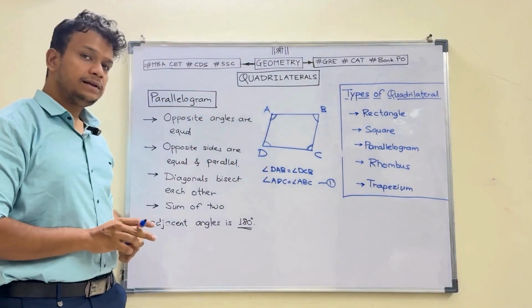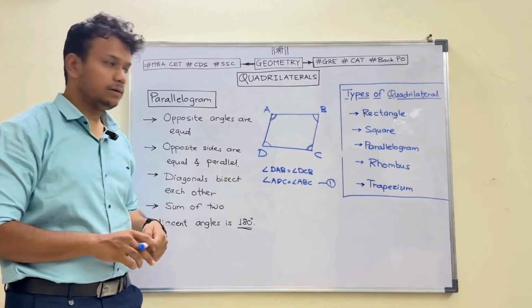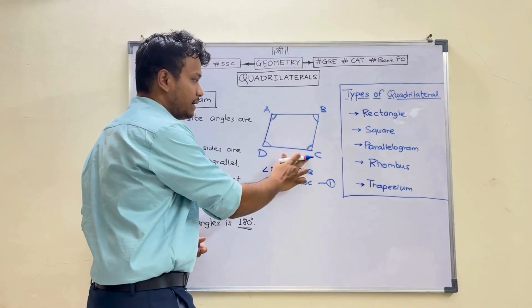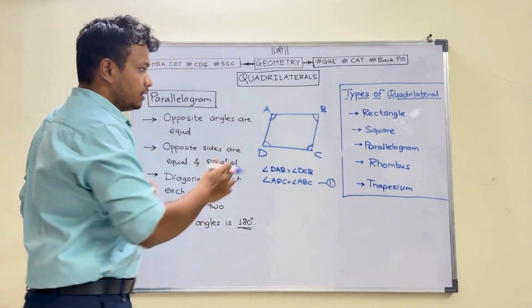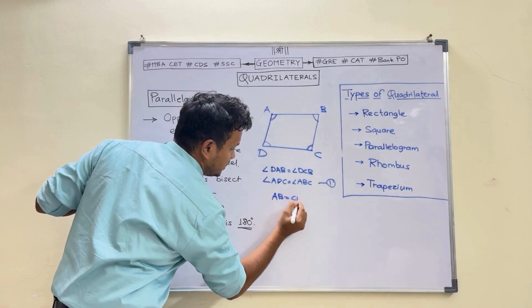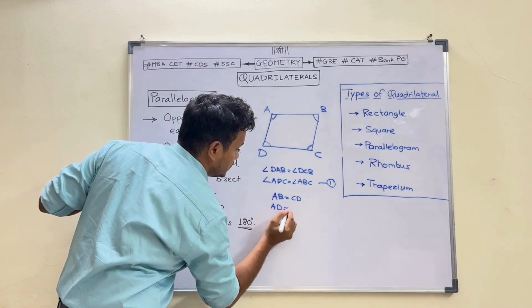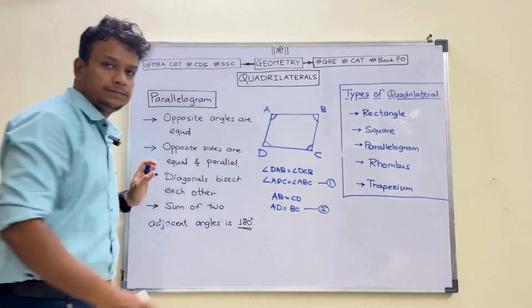What does the second property tell us? The second property tells us that opposite sides are equal and parallel. So the sides AB and DC should be parallel. Sides AD and BC should be parallel and equal. Correct? So I'll just note it here: AB is equal to CD and AD is equal to BC. So this is my second property, correct?